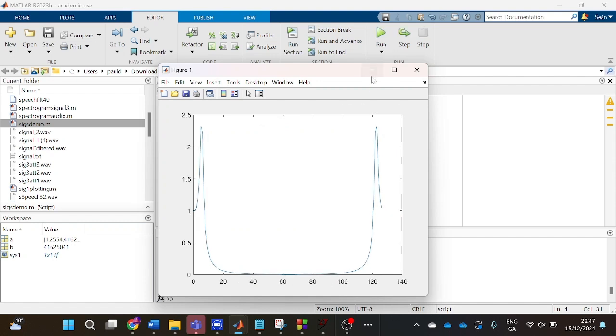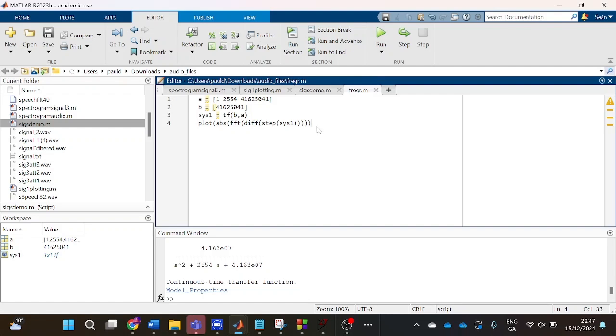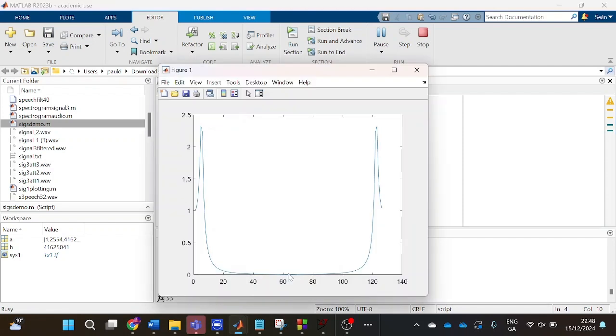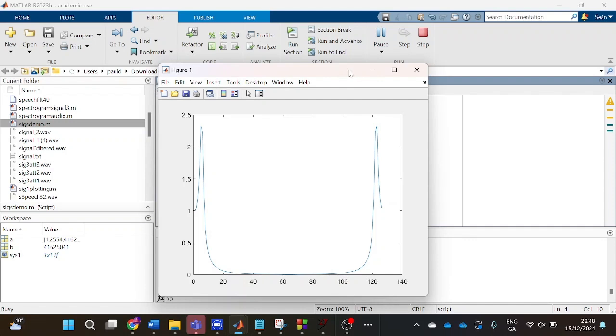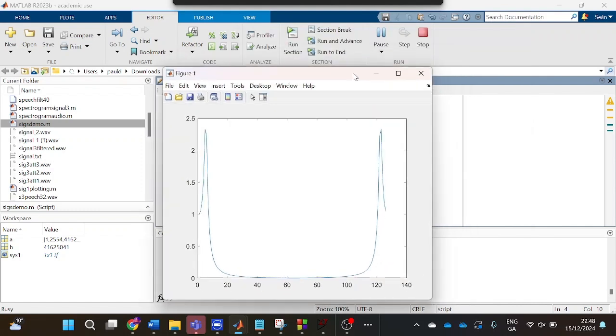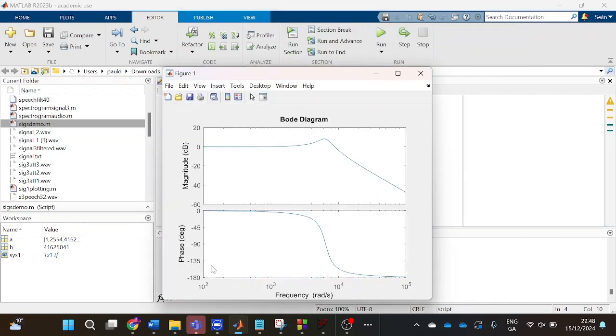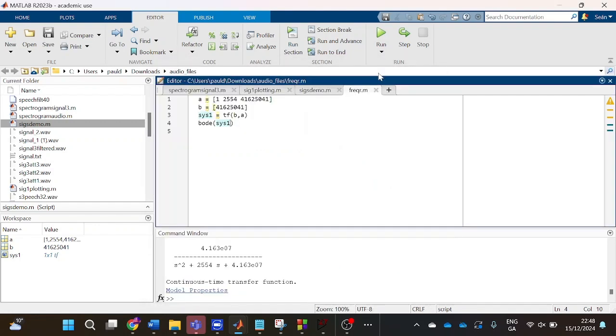So yeah, just one other thing I can do is I can actually get a Bode plot of that. So I can go Bode and then sys1. There we go. So we can see our phase here and then also our magnitude. So yeah, all right, that's all.